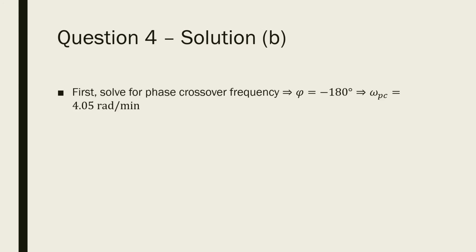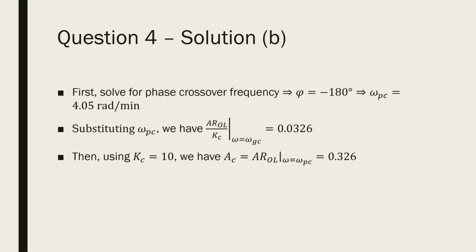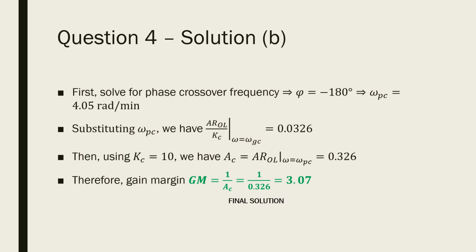In part B of the question, we are asked to compute gain margin given Kc equals 10. For this, we first compute the phase crossover frequency to be 4.05 radians per minute. Substituting the value of omega pc into AR_OL over Kc, we get 0.0326. Upon using the value of Kc given to us, that is Kc equals 10, we have the closed loop gain equals 0.326. Therefore, the gain margin is computed as the reciprocal of closed loop gain and equals 3.07.